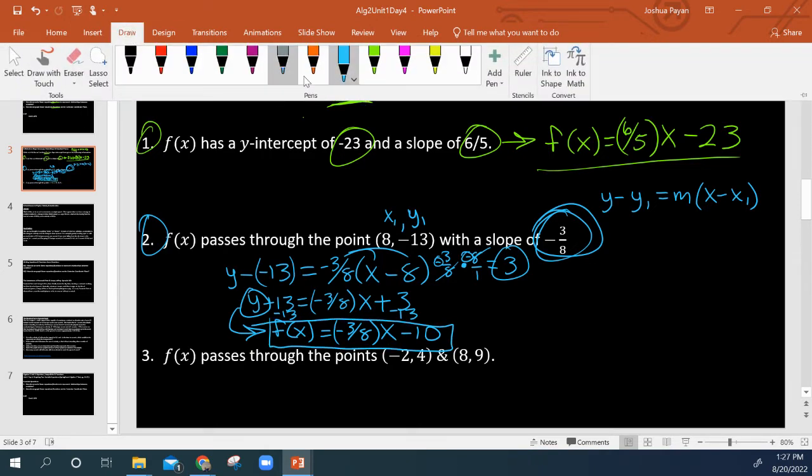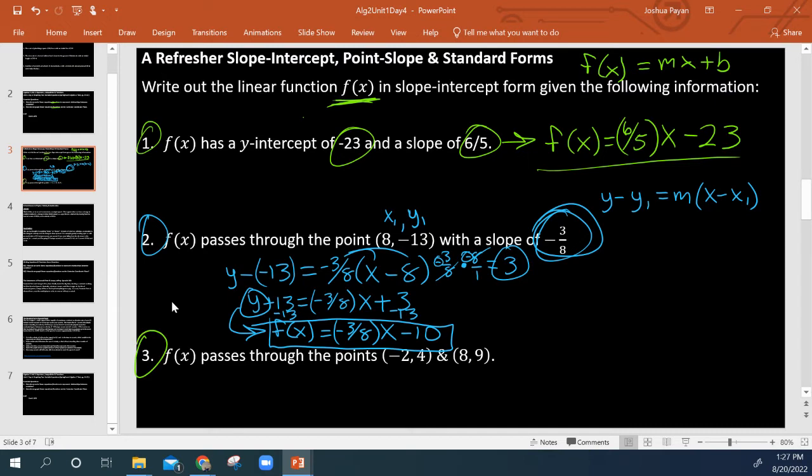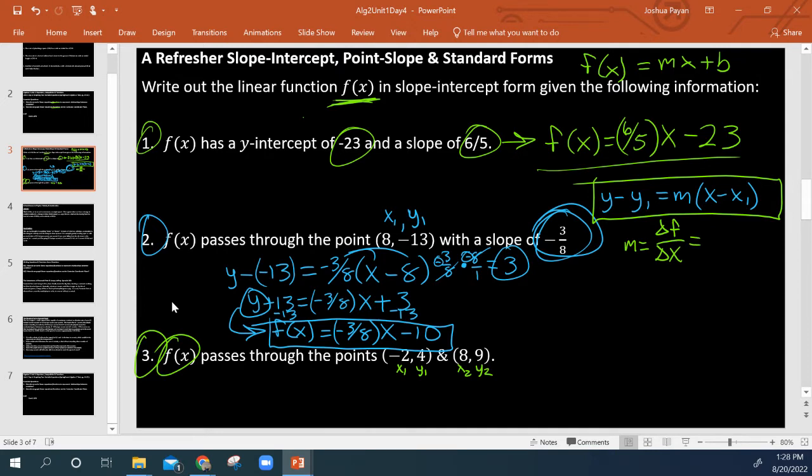Okay, last one. f of x passes through these 2 points. So x1, y1, x2, y2. That means we need to utilize 2 formulas. We're going to utilize, again, point slope, but we're also going to utilize our formula for slope, which is delta f over delta x, or the rise over the run, or the change in y over the change in x, or in this case, change of f over the change of x.